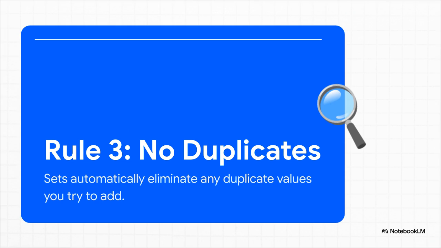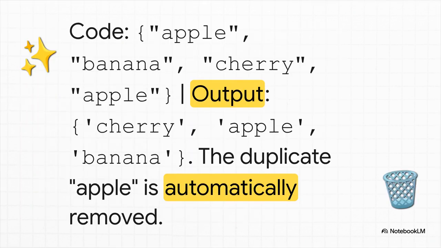And finally, we get to the most famous rule of all. No duplicates allowed. This is the heart and soul of what a set is. If you try to add an item that's already there, Python doesn't throw an error, it just quietly ignores it. The set makes sure it only ever holds one copy of anything. And you can see that rule in action right here. Look, we try to create a set with the word apple in it twice, but check out the output. Python automatically just tosses out that extra one, leaving us with a clean set of unique items. It's so simple, and it's all handled for you.